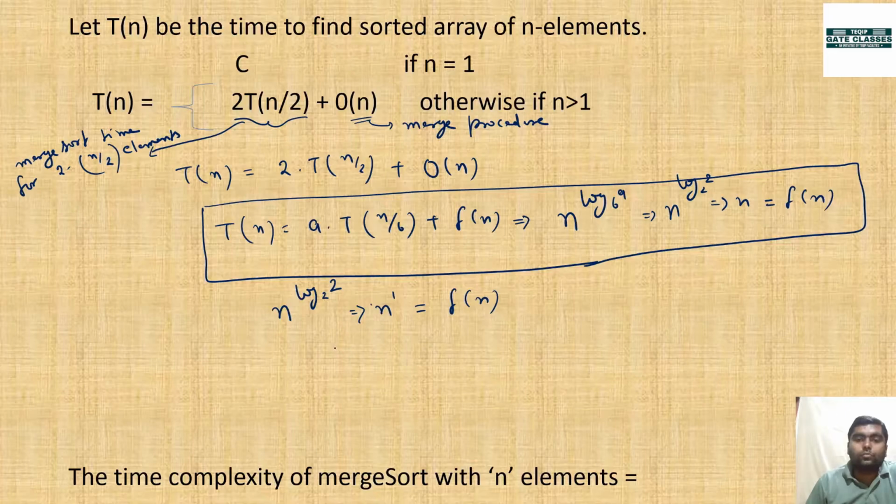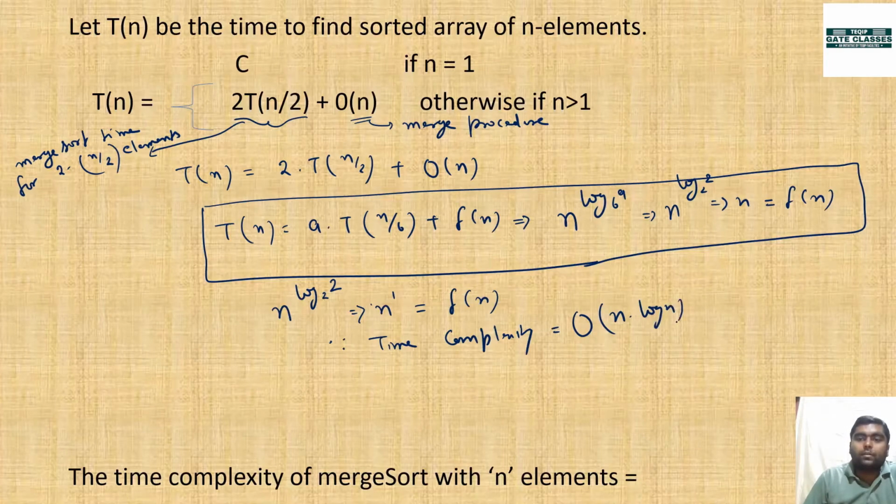Therefore the time complexity will be order of this result into log n, because if both are the same, that is, the function is a polynomial function equal to the calculated value n raised to the power log a base b. So the result will be order of n log n. Finally we can say that the time complexity for merge sort algorithm is order of n log n.